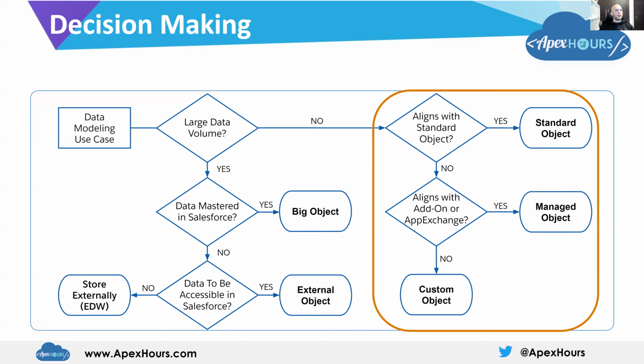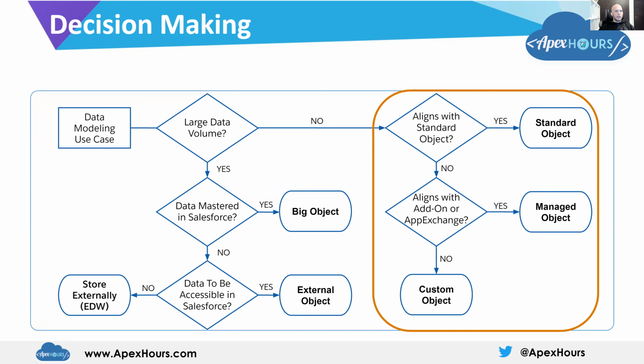So in terms of decision-making, one of the hardest things to do when you're looking at a specific use case is to figure out which kind of object you want to use, and then if it's a standard object, which specific standard object you want to use. So this flowchart will help us make that decision.